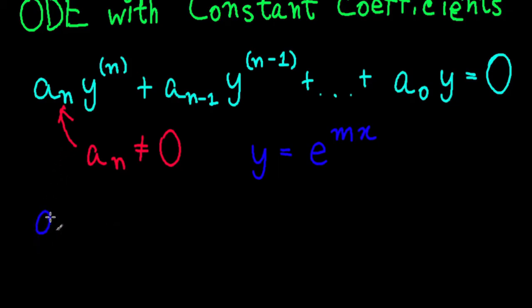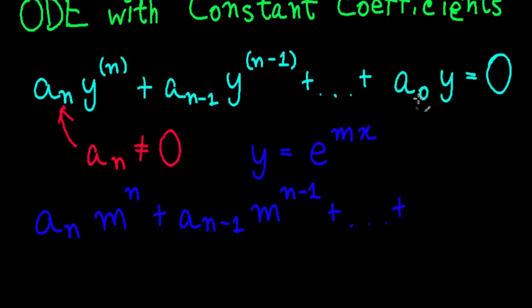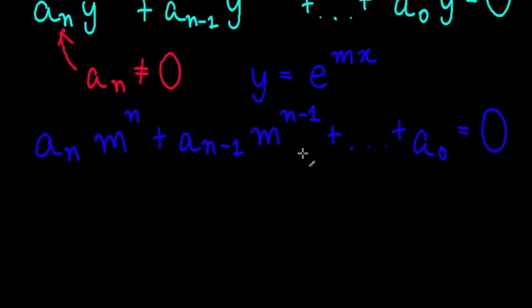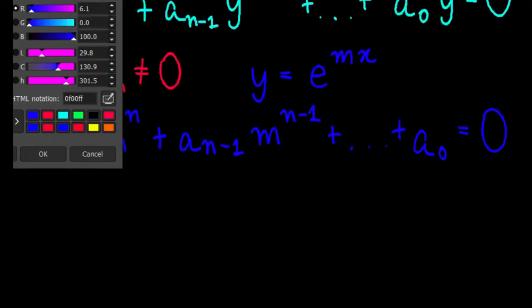The characteristic equation is going to look something like this: a sub n, so you have the nth derivative of y, and you replace that with the nth power of m. You have the n minus 1 derivative, you replace that with m to the power n minus 1, all the way up to a sub 0. The zeroth derivative of y is just y, that's why it's m to the power 0, which is just 1, so you don't need to replace that with anything. So just a sub 0. Now this is equal to 0. This is my characteristic equation.